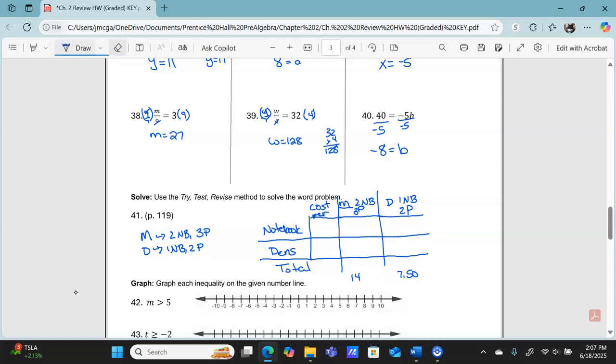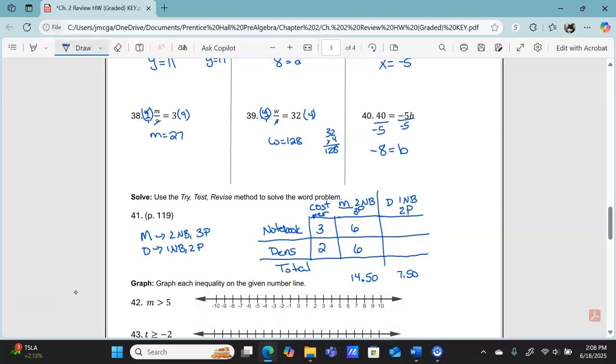So let's say that the pens were $1 and the notebooks were $2. So that would be for her, 2 times 2 is 4, and 3 times 1 is 3. That will not work. The prices aren't high enough. So let's increase them. Let's do 3 and 2. I'm assuming the pens are less. So 2 times 3 would be 6. 3 times 2 would be 6. So I'm up to $12. So still not quite up there.